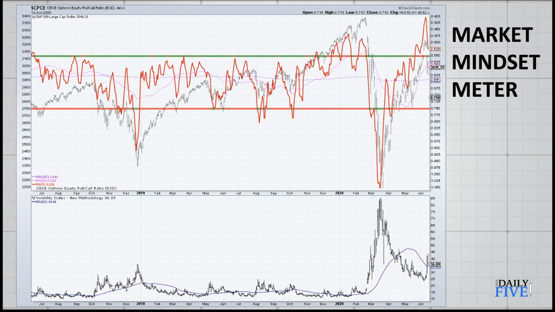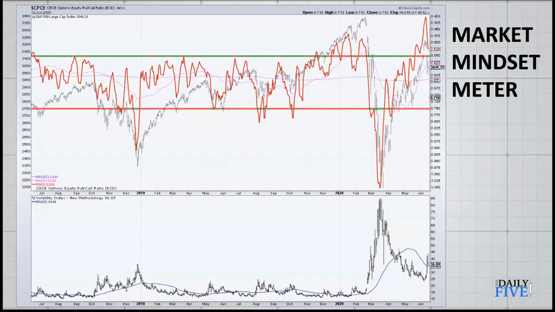ratio measures is sort of how traders are positioning themselves. Are they buying more puts? Are they buying more calls? If they're buying more puts and betting that the market is going to go down, this ratio is actually going to go up. If traders are buying more calls and betting that the market's going to go up, the ratio is actually going to go down. So it kind of moves inverse to the direction of the market, up and down.